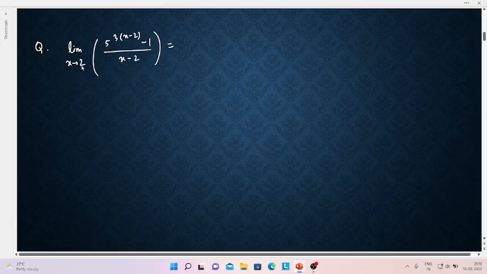When you put x equals 2 in that function, that total part will tend to 1, right? And 1 minus 1 is nothing but 0, so the numerator is 0. And what about the denominator? When you put x equals 2 in the denominator, it will give you 2 minus 2, which is nothing but 0.